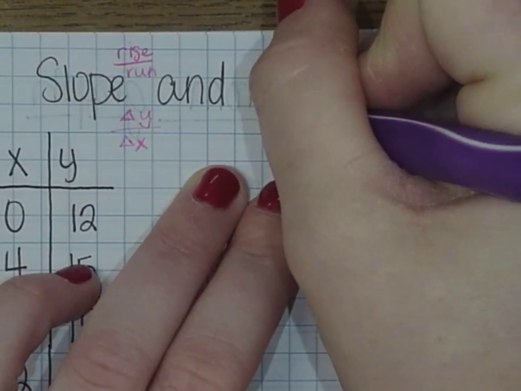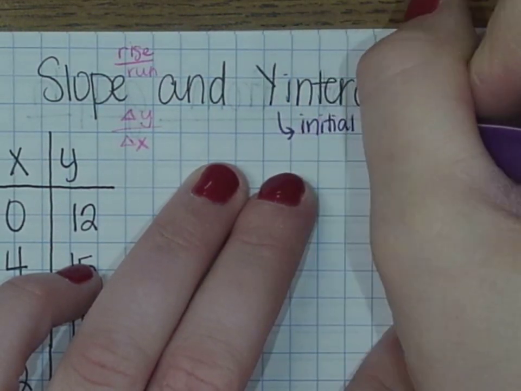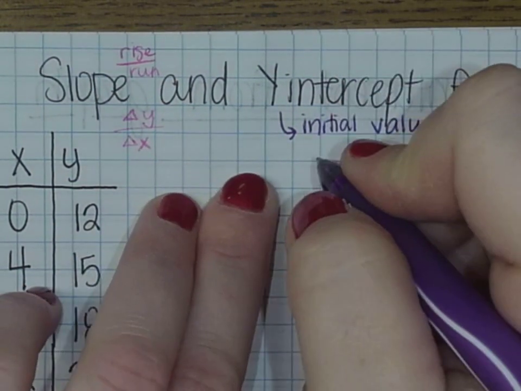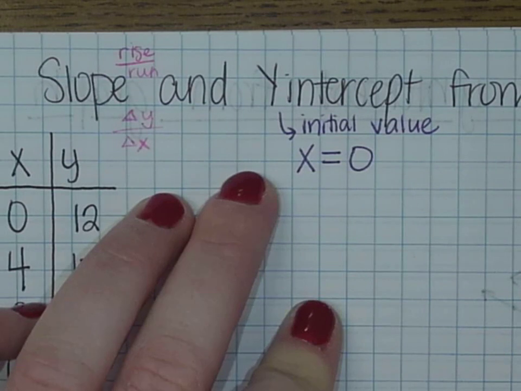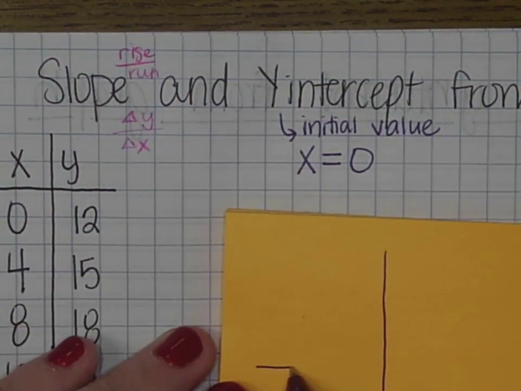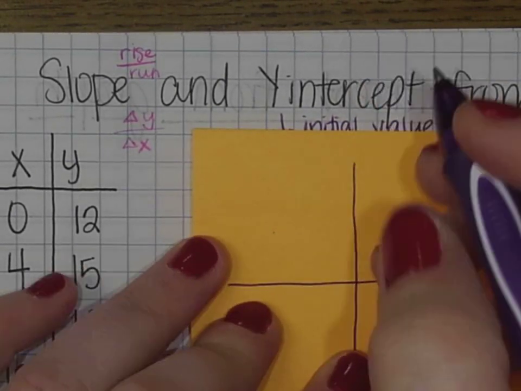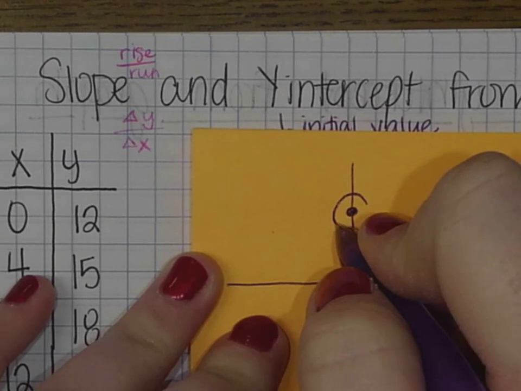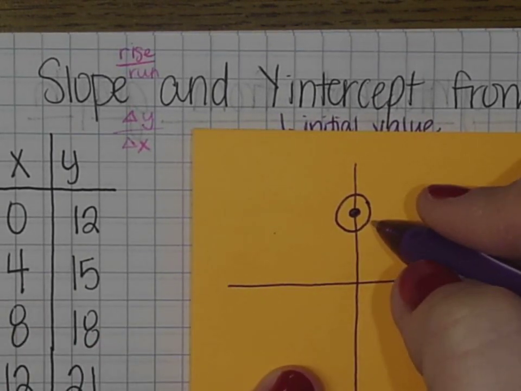And the y-intercept is the initial value, and then it's when x equals 0. If you think about a line, remember the y-intercept is where it crosses the y-axis. So let's just say there was a point right here. This would be my y-intercept because it's where it crosses the y-axis.